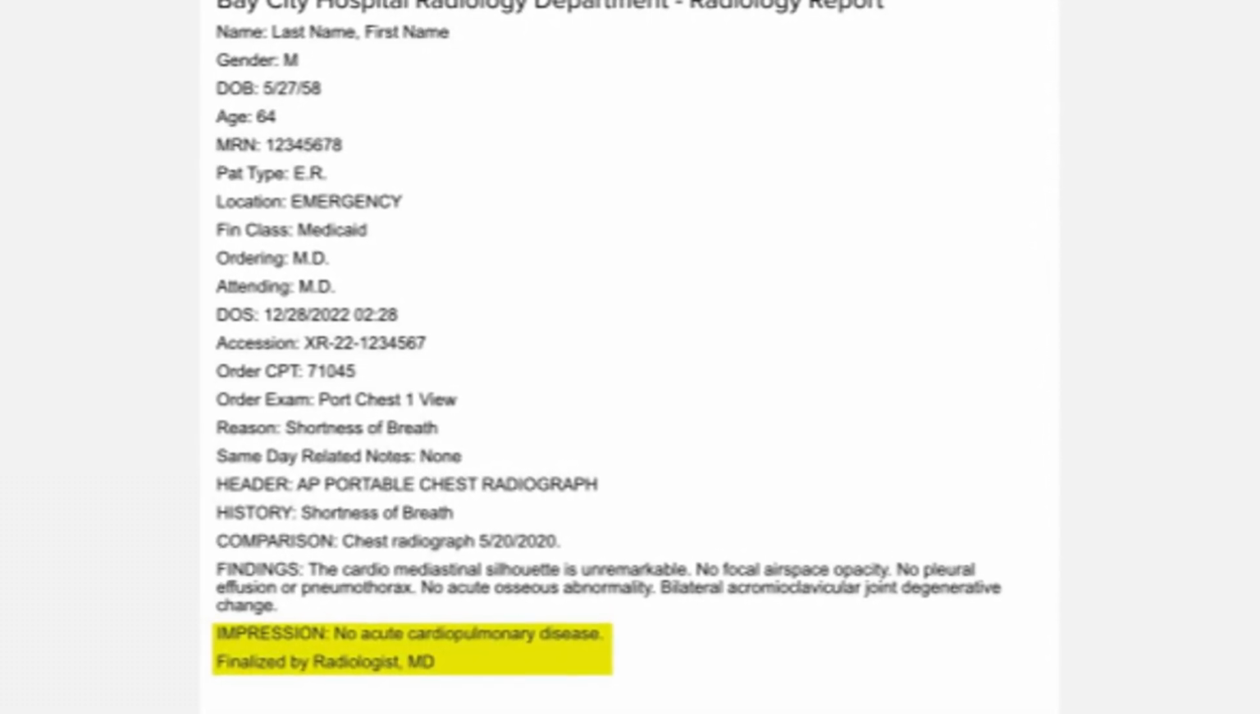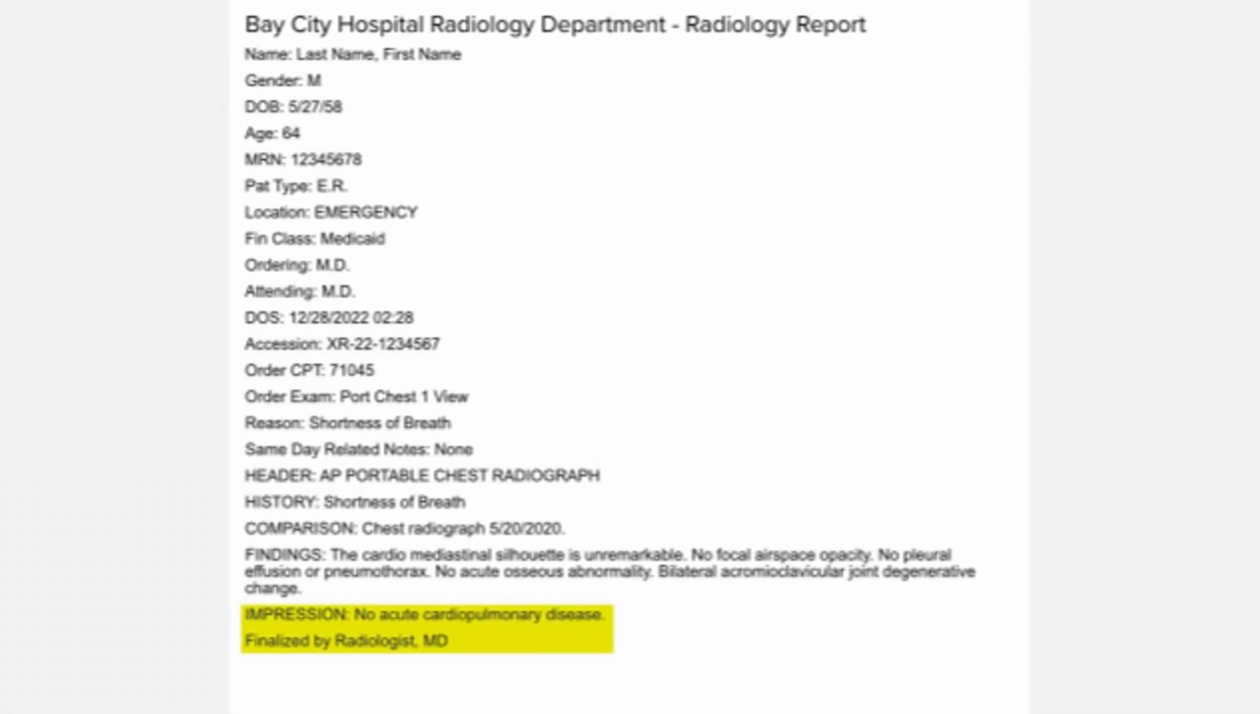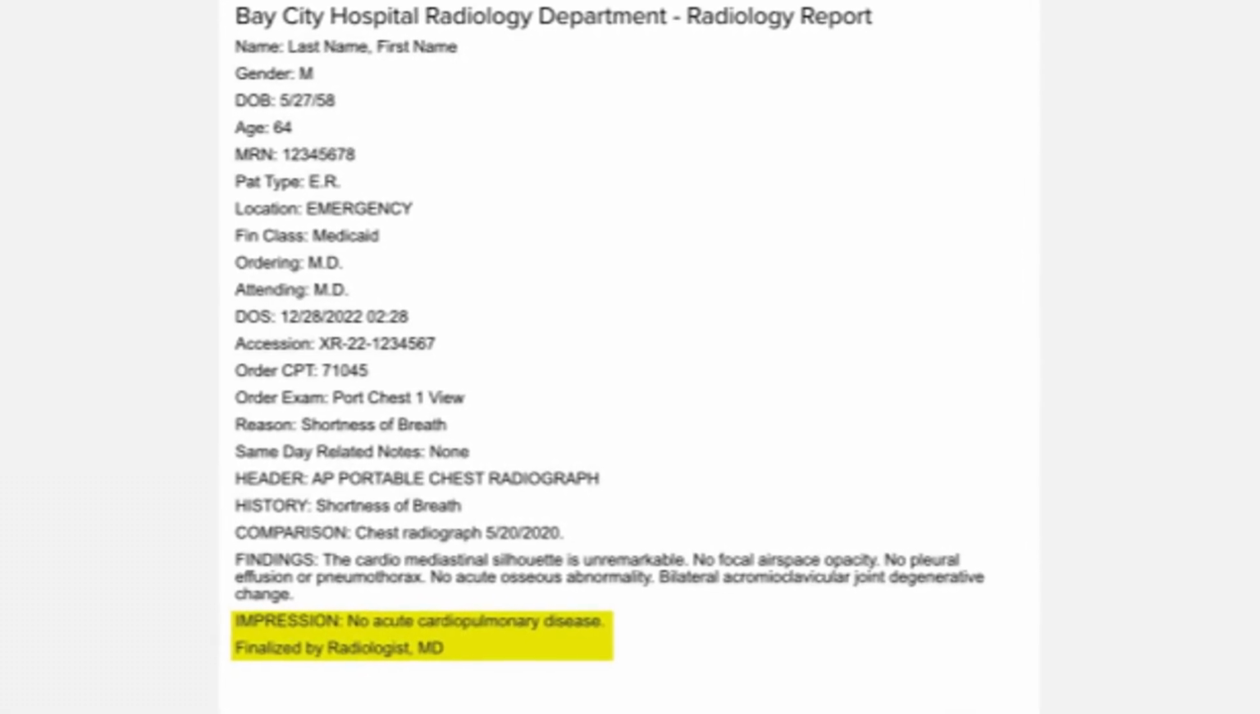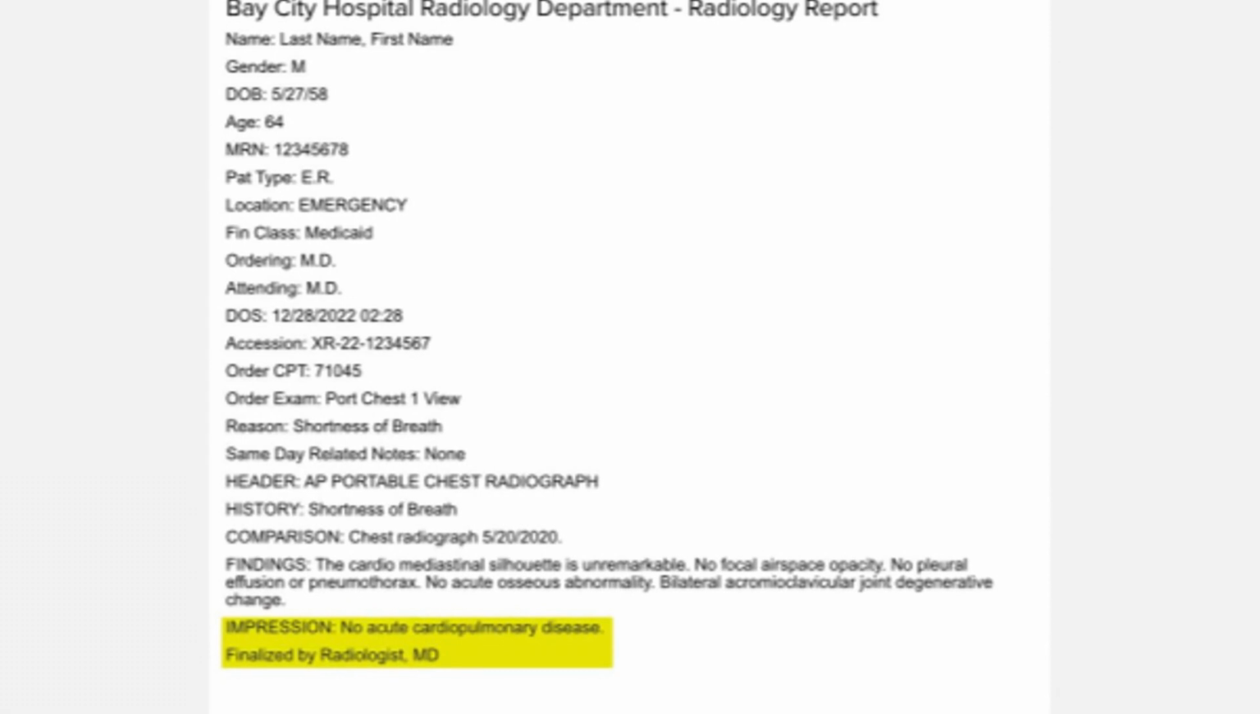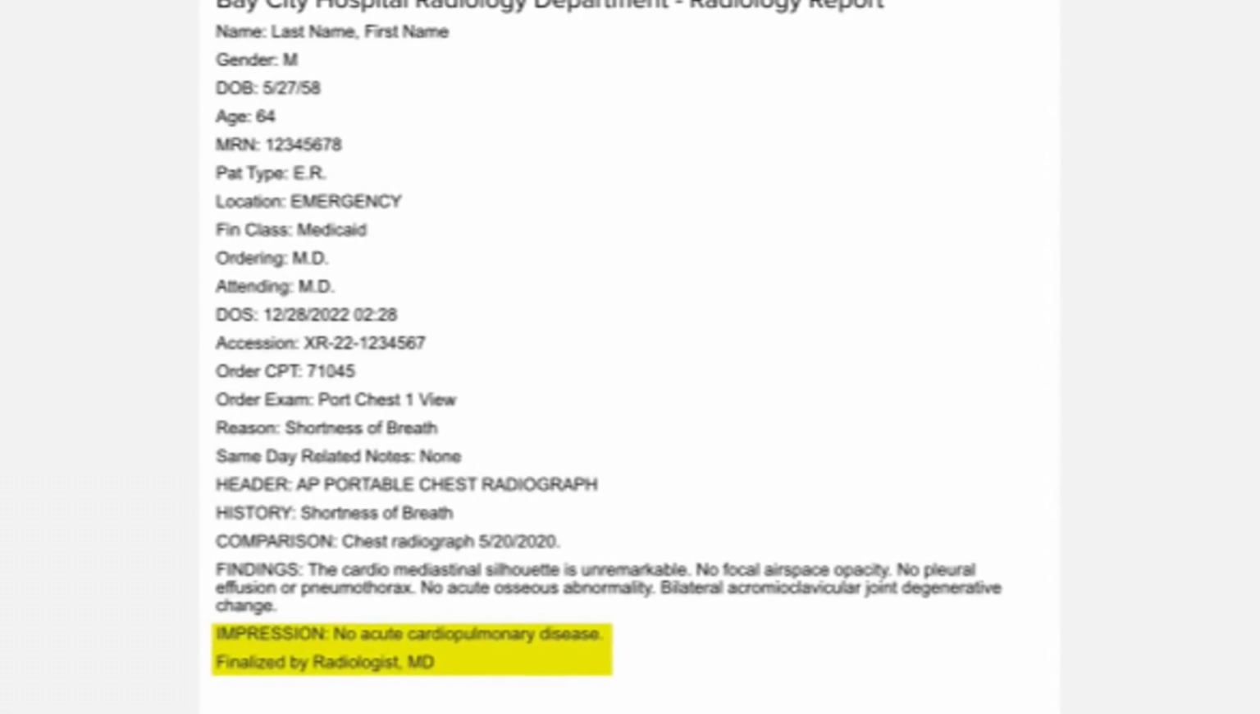Finalized by radiologist, MD, the name of the doctor who read the images. If a radiology resident reads the images, that information will be included in this area.